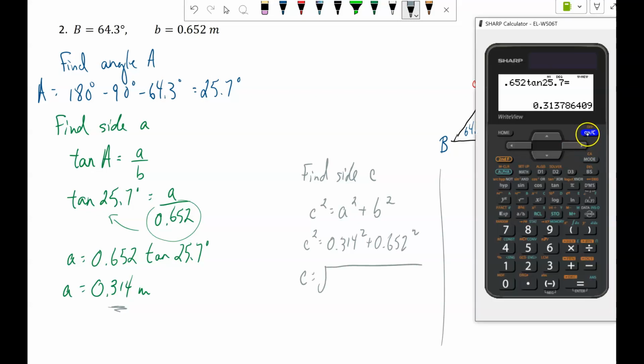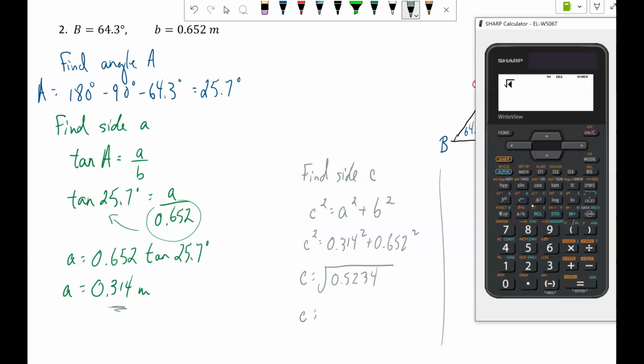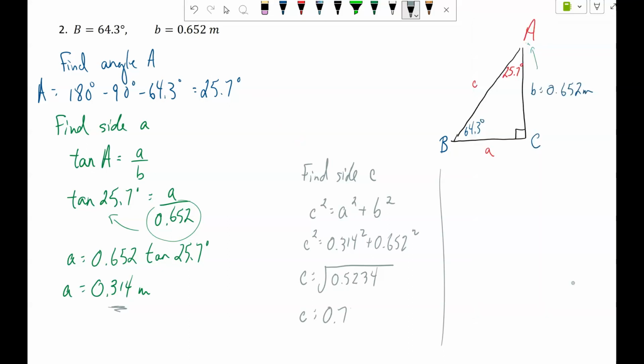So let's just go and find that. 0.314 squared plus 0.652 squared. 0.5237, and let's see what that is, a square root. 0.724 meters, and that is the longest. It's a little longer than the B, okay? So it should always be the longest, just double check that. It's longer than both of those sides.